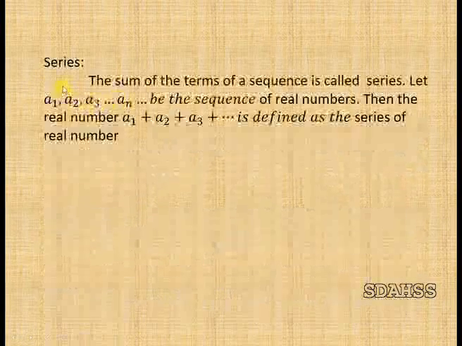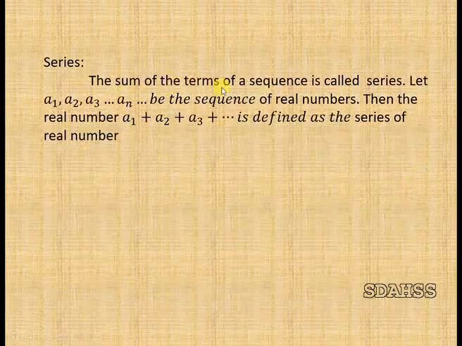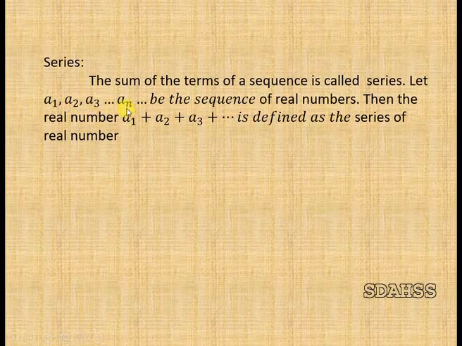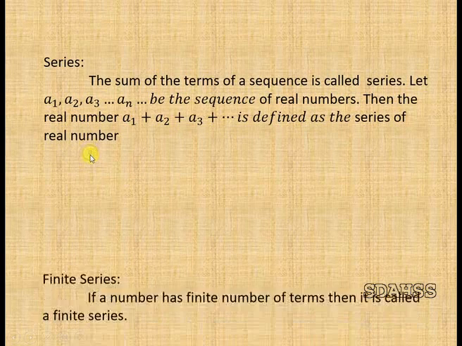Series. The sum of the terms of a sequence is called series. Let a1, a2, a3, etc. up to an, etc. be the sequence of real numbers. Then the real number a1 plus a2 plus a3 plus etc. is defined as the series of the real number.